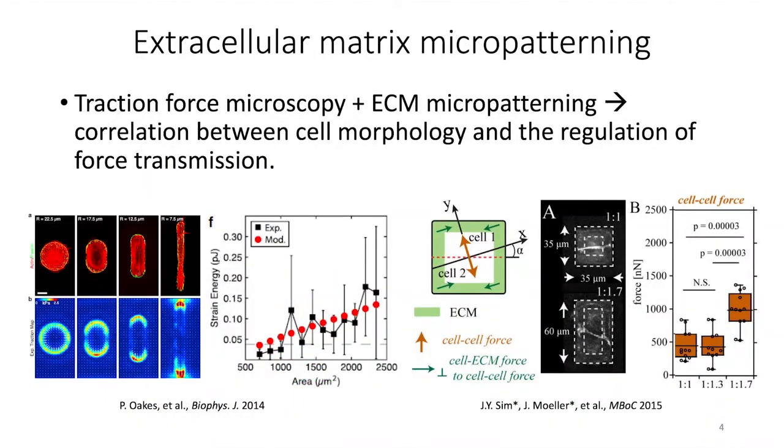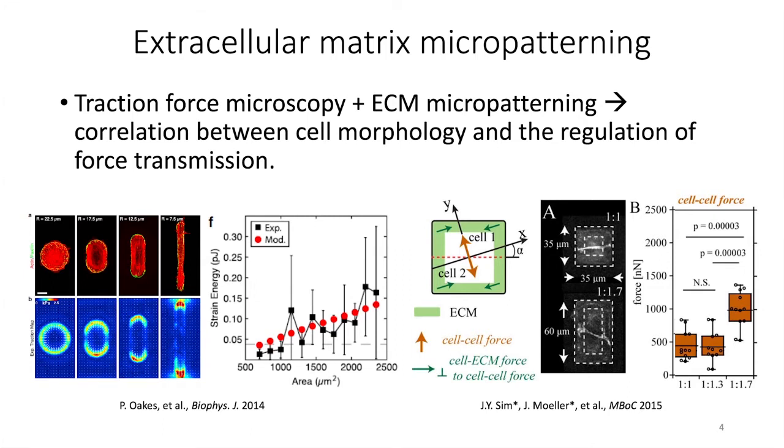When traction force microscopy is combined with ECM micropatterning, a correlation between cell morphology and the regulation of force transmission can be achieved. With traction force microscopy, it's possible to quantitatively analyze traction stresses by measuring the displacement field of the cell substrate, which should have known elasticity, and calculating from this the traction forces that the cell is exerting on the substrate. This has become a standard tool for many labs working in mechanobiology.